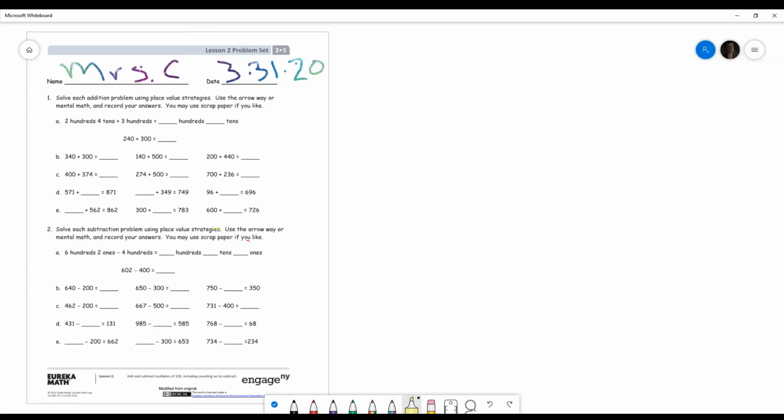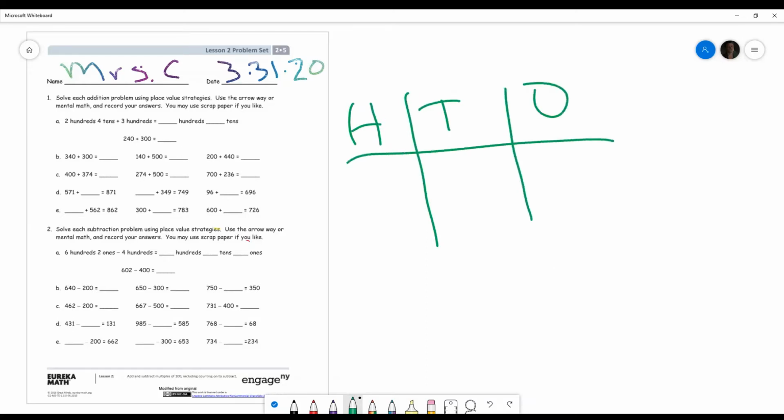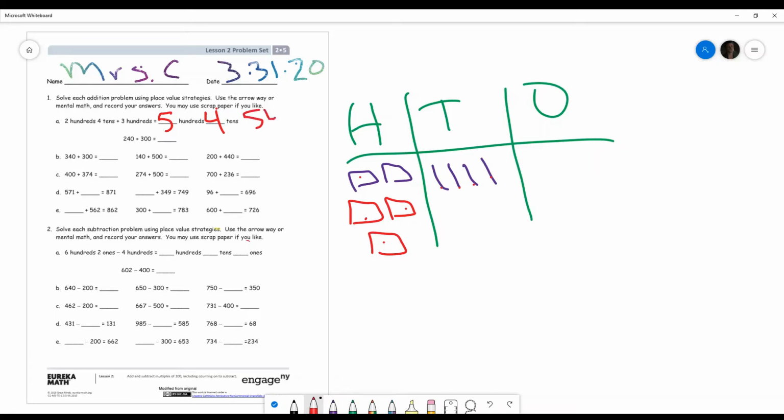Now, let's look at A. 2 hundreds, 4 tens, plus 3 hundreds. You could do this in your head using mental math. I am going to show you how to do it using a hundreds, tens, and ones chart. Hundreds, tens, ones. Okay, so the first one, 200, so let's put our 200s, and 4 tens. The second one is 300s, and no tens. So now let's count them. 1, 2, 3, 4, 5. We have 5 hundreds, and let's count our tens. 1, 2, 3, 4. Okay, so 5 hundreds and 4 tens. And if you wrote this in number form, it would be 540.